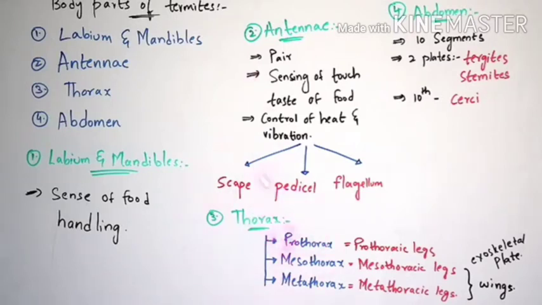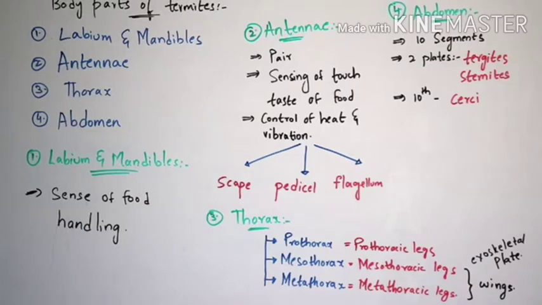Coming to the thorax region, as I said before in the diagram, the thorax is divided into three parts: prothorax, mesothorax and metathorax. From each thorax segment, the legs are arranged. How many legs are present in these termites? Totally 3 pairs of legs, that is, 6 legs. Each pair is 2 legs, one on either side. If you see this preview, you can understand. For example, from one thorax segment, 2 legs are arranged on either side.